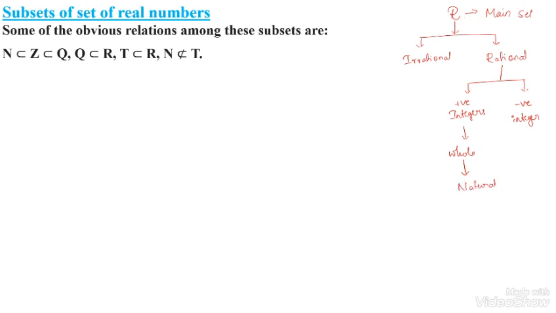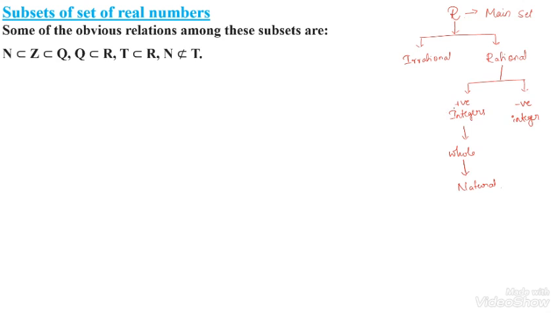Okay, this is the number system. So here R is the main set. While considering real number as the main set, from that set I will take subsets of all these. If rational number is the main set, then positive integers and negative integers are the subsets.